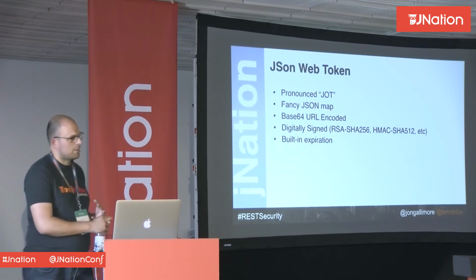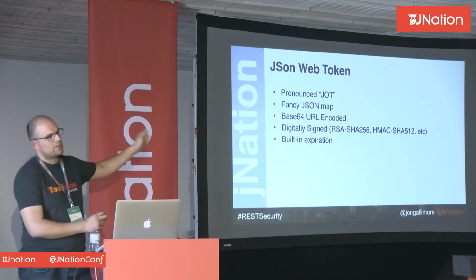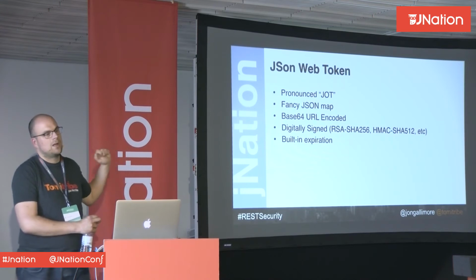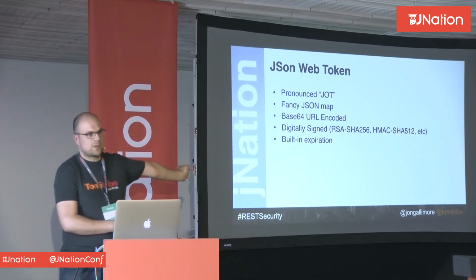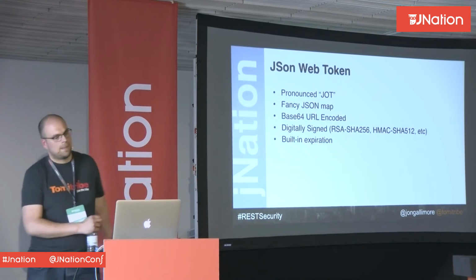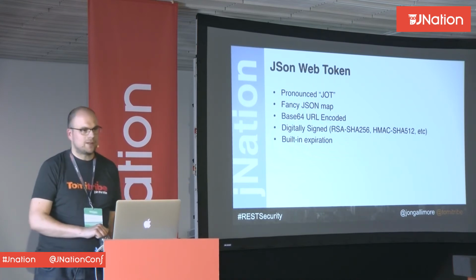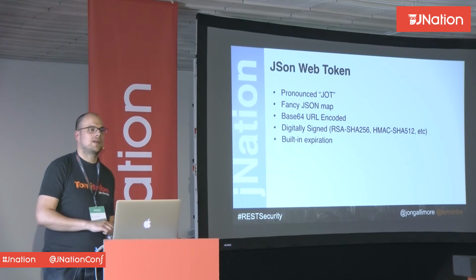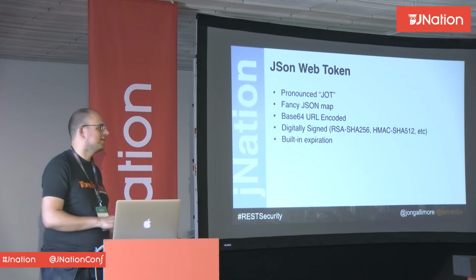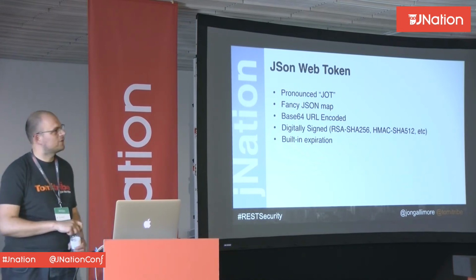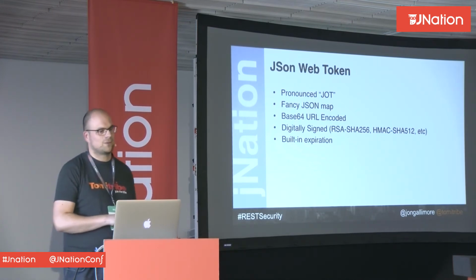Once that JSON map has been put together, we base 64 encode the whole thing, and then we sign it using either an RSA key or an HMAC key. Just one note, it's pronounced "jot". I have no idea why. I don't know when the W became an O, but if you hear people talking about jots, this is the thing that they're talking about.